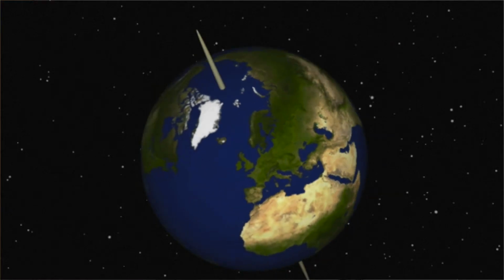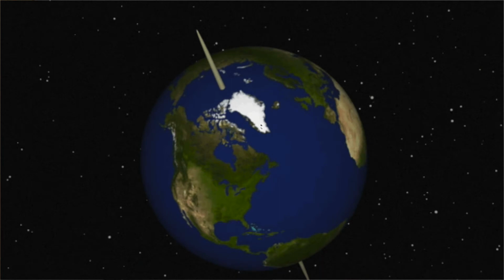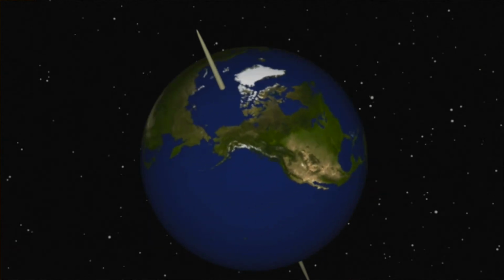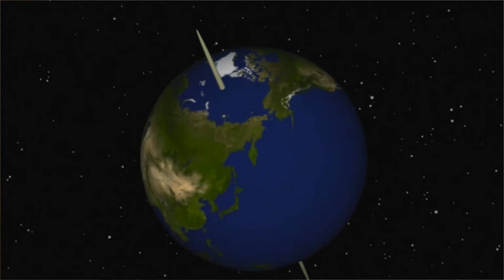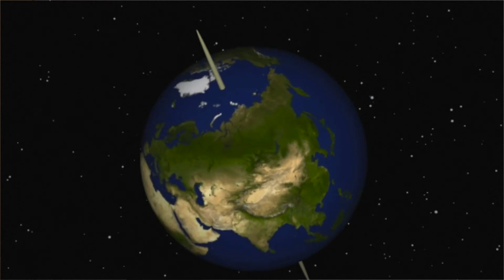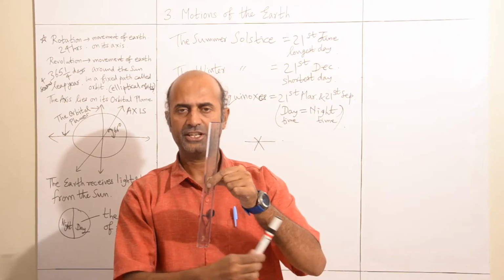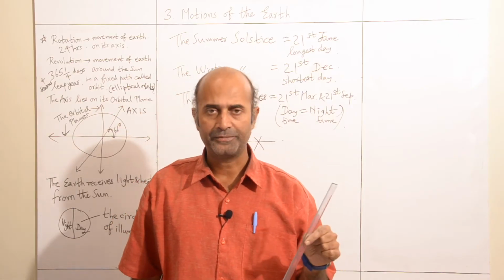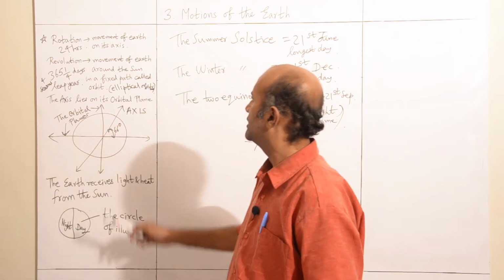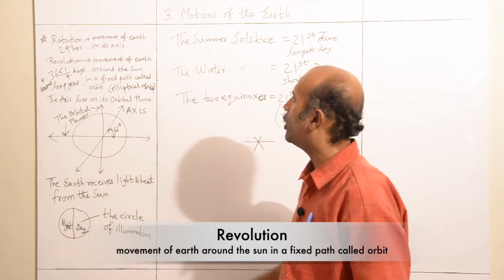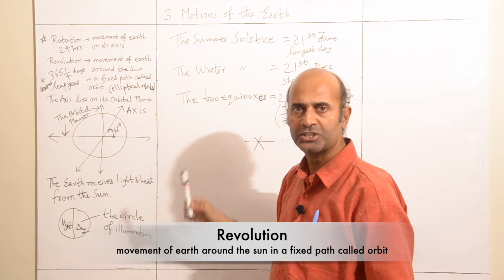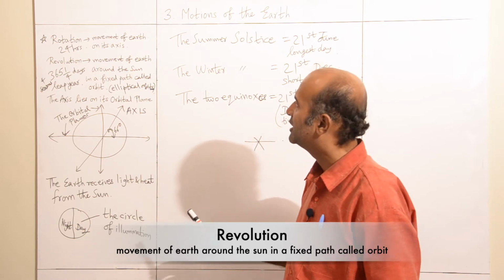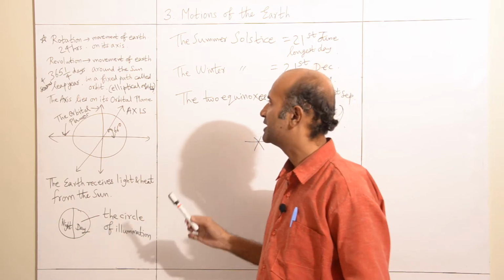Like the earth is spherical in shape, it's just like a spinning top. You keep an axis, you keep a straight line, and the earth is rotating, moving around its own axis. So that's why it's known as rotation. And revolution is the movement of the earth around the sun in a fixed path called orbit.